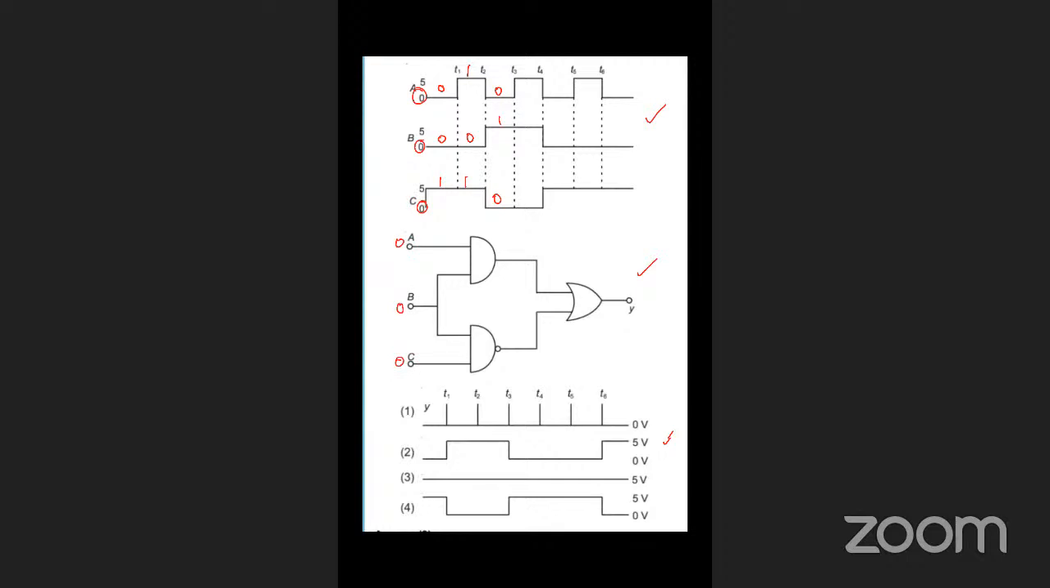Here B is connected to both the gates, and this is the first gate. Tell me what this gate represents. This gate represents... So here we take this as the first gate, this is the second gate, and this is the third gate. Yes, very good. It is the AND gate.